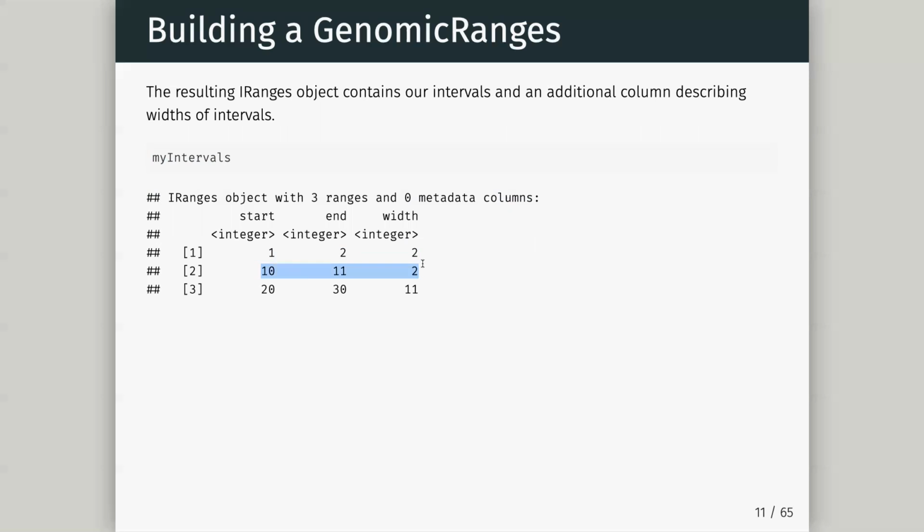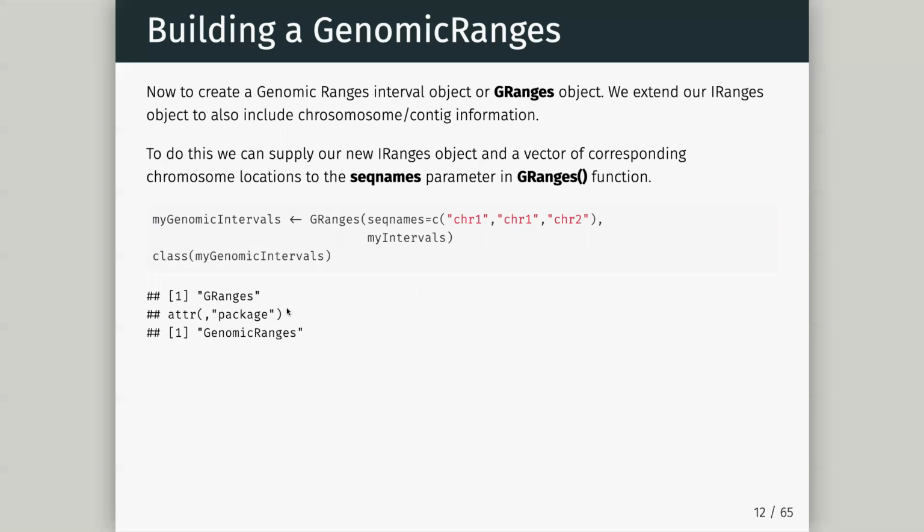We just don't have any chromosome information yet, so we couldn't use them for genomics yet. We just know on whatever they're on, starts at 1, ends at 2, starts at 10, ends at 11, 20, 3 ranges. To create a genomic ranges, we just need to add on top of those. So we need to add to this some genomics, in this case, chromosome names.